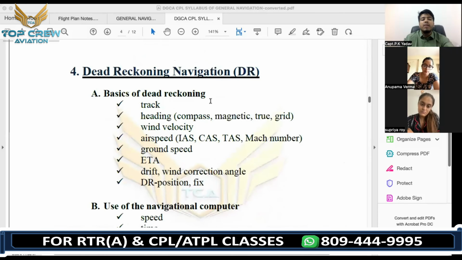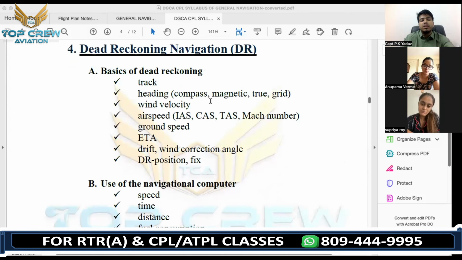What is dead reckoning navigation? In dead reckoning navigation, we should know what is track in theory, what is heading, what is compass heading, what is magnetic variation, grid is not related to your course, what is wind velocity. Do both of you have any idea what wind velocity is?